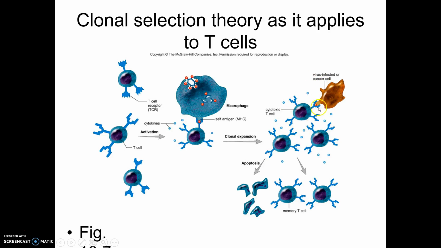So we get rid of the excess T cells by a process called apoptosis, but we keep the memory cells, which are ready to then clone again and kill this specific invader if it ever comes in our body again.